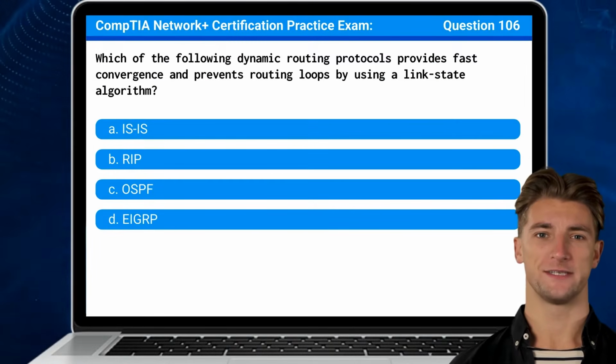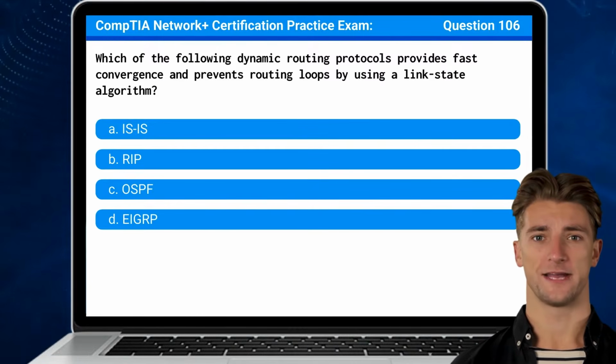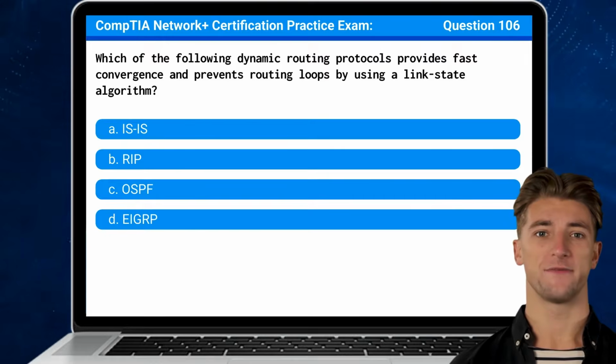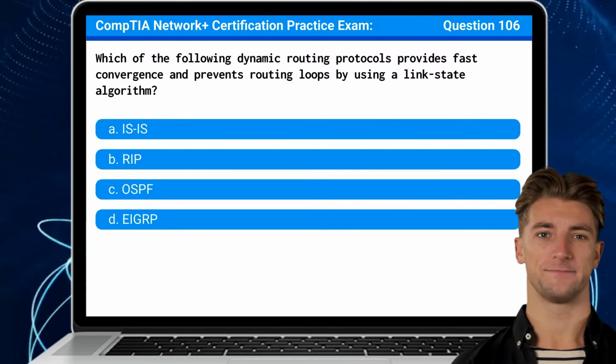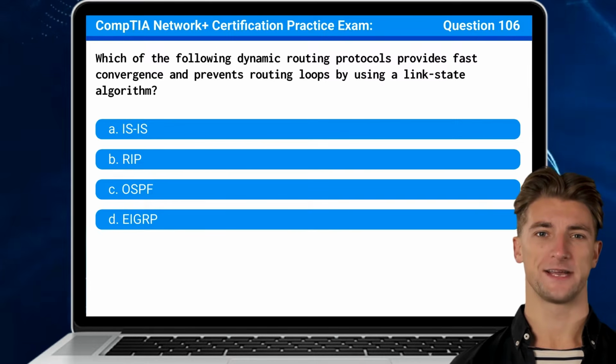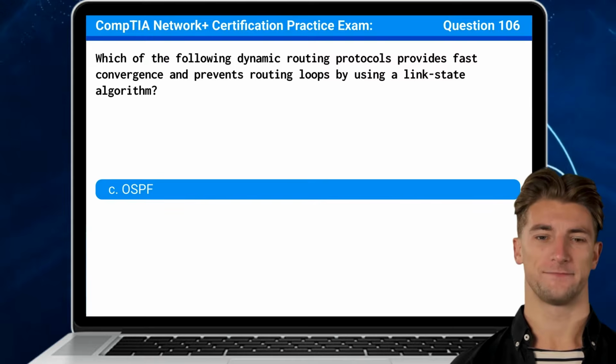Question 106. Which of the following dynamic routing protocols provides fast convergence and prevents routing loops by using a link state algorithm? The answer is C. OSPF.